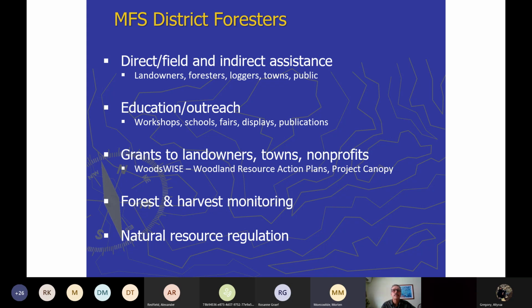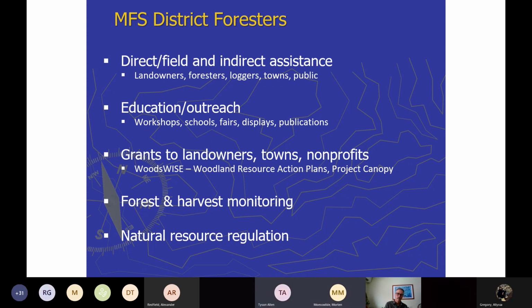Certainly foresters, loggers, and other audiences are also welcome to call us with questions for any kind of issues that you may be facing regarding trees or your woodlands. We do provide a fair amount of education and outreach in the form of workshops, webinars such as today's, field workshops out in the woods, presentations both online and in person. We work with schools. We have a presence at a lot of fairs. We have a lot of publications on our website. So getting information out to woodland owners and others is a big part of our mission.